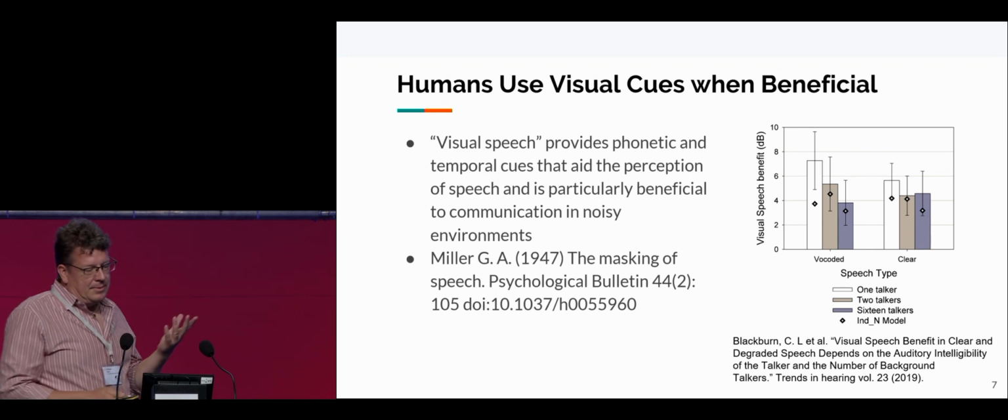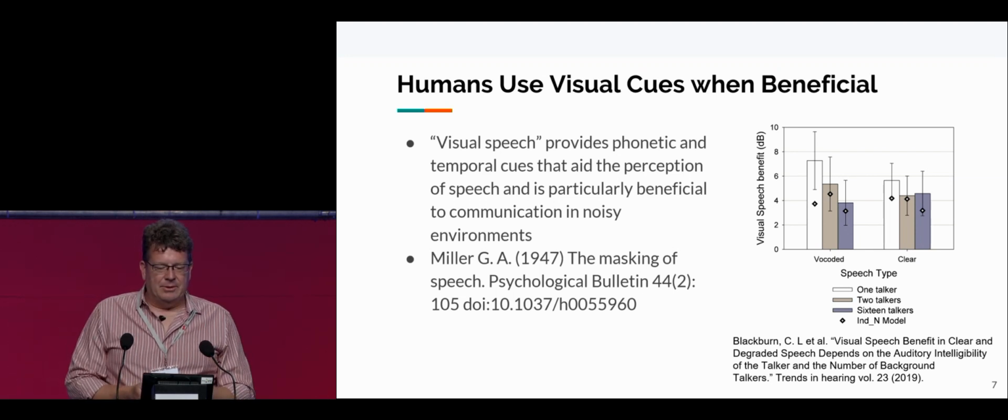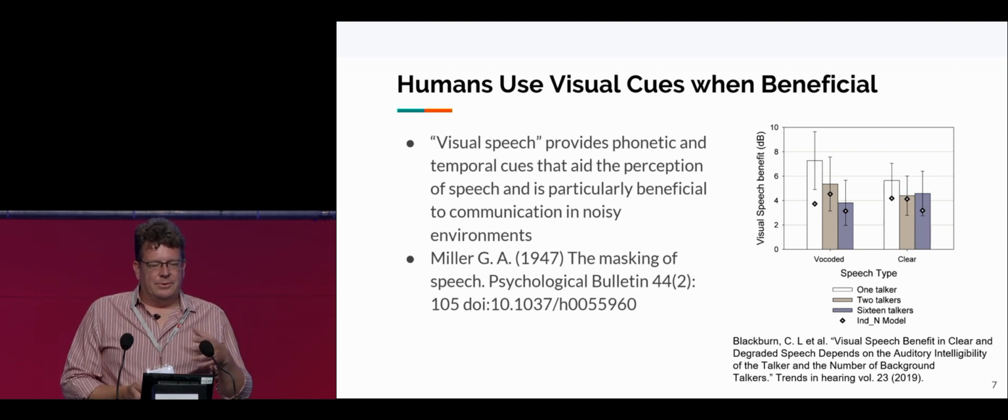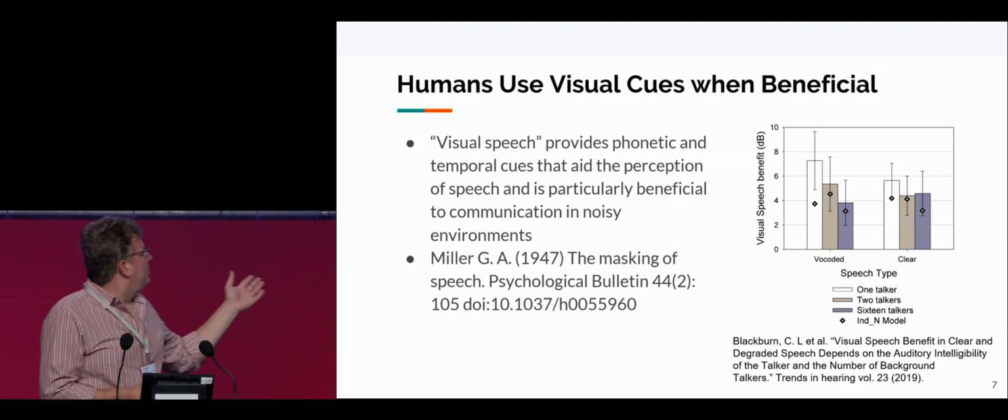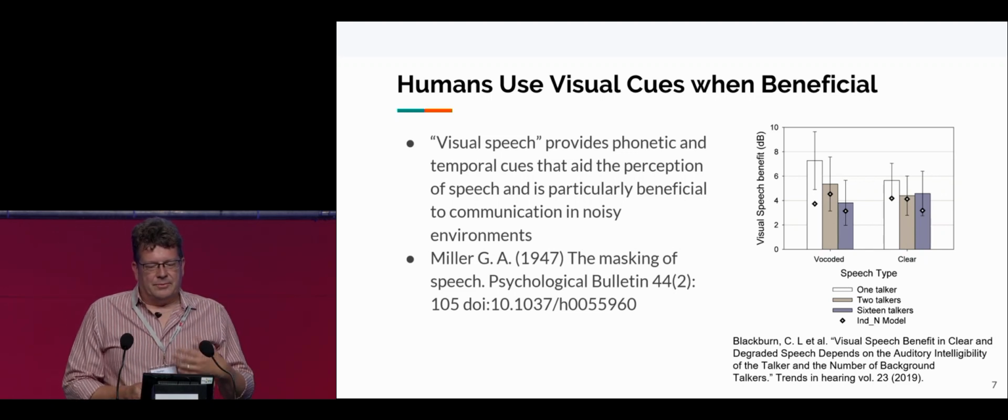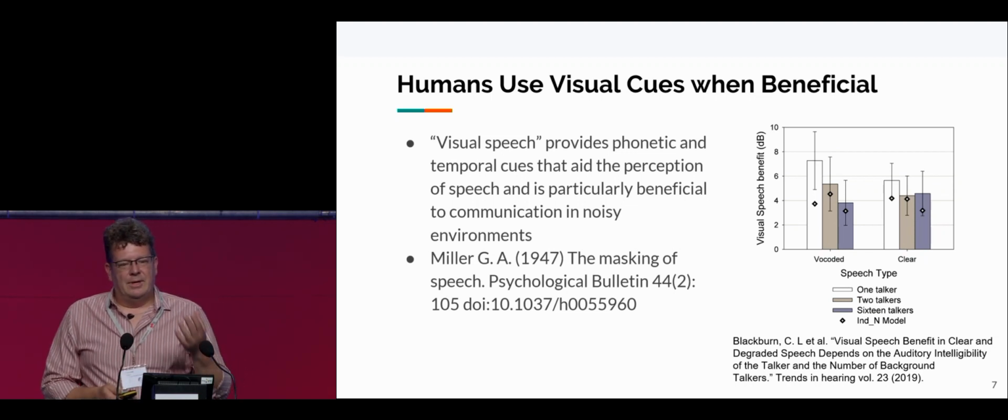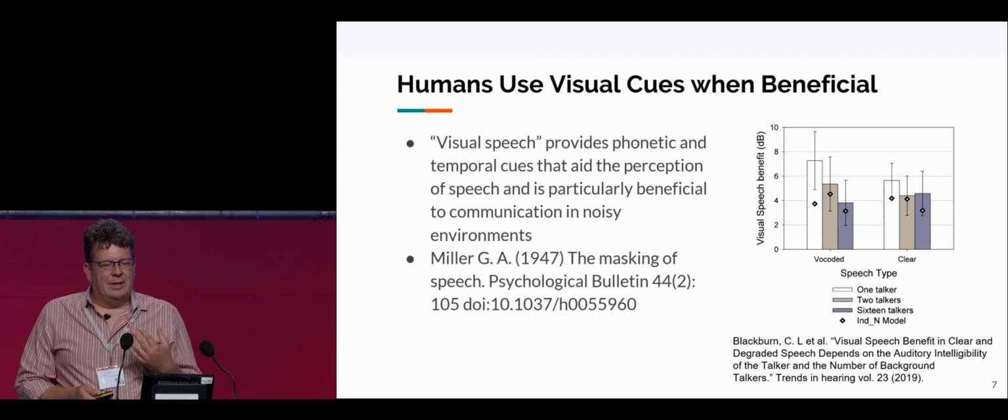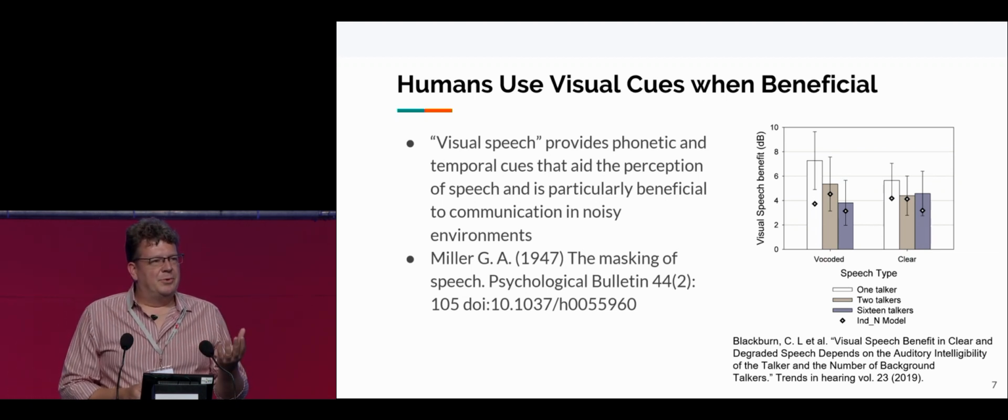There have been studies on the masking of speech in particular that show how humans tend to focus their attention on lips in noisy environments and how this helps improve the intelligibility of speech in noisy environments, both for clear speech in the study from 2019 or vocoded speech. And we can express in decibels how much more intelligible speech is for a human when we have lip information versus when we don't.